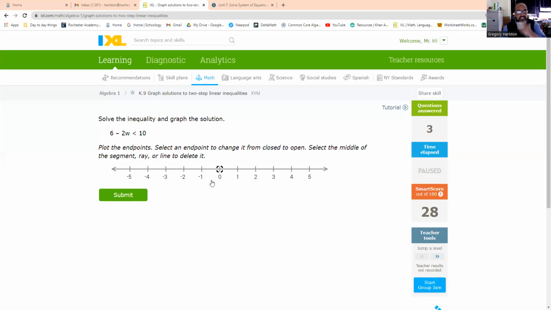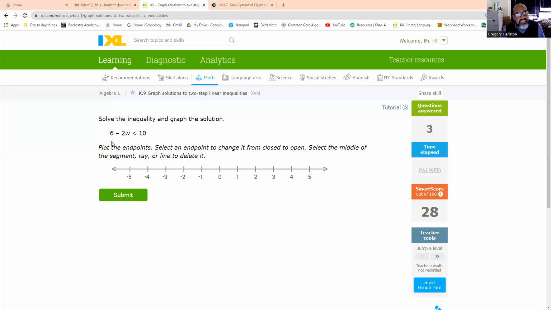Hey, I wanted to do a couple of quick questions from IXL K.9 just to show you how you need to do this. This is basically boxes and circles for inequality. So let me just jump into this. Let me share the IXL screen.